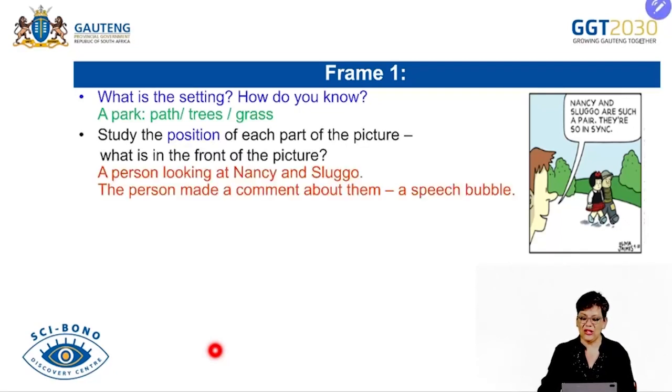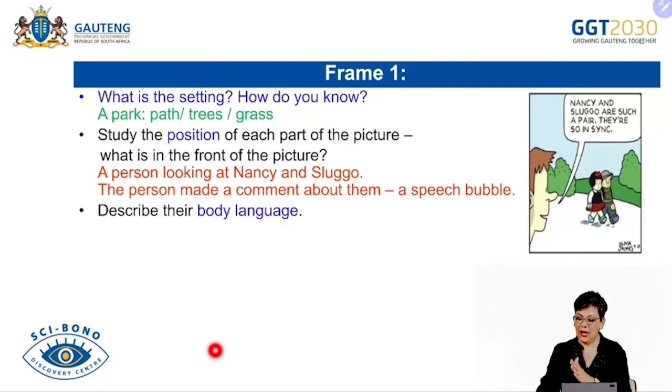Let's look at the position. What's in front? Now, we've got a person in front on the left-hand side who's obviously looking at Nancy and Sluggo, and he's making a comment about them. How do I know this? Well, there's this little speech bubble. So we see Nancy and Sluggo walking on the path, and we see this guy, and you can see he's much closer, and he's making a comment about them.